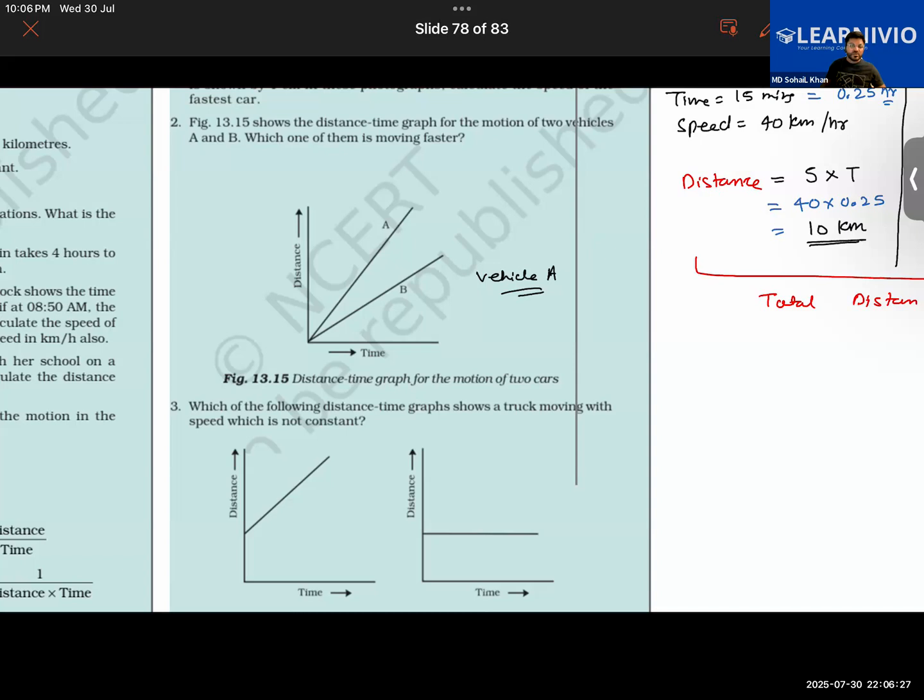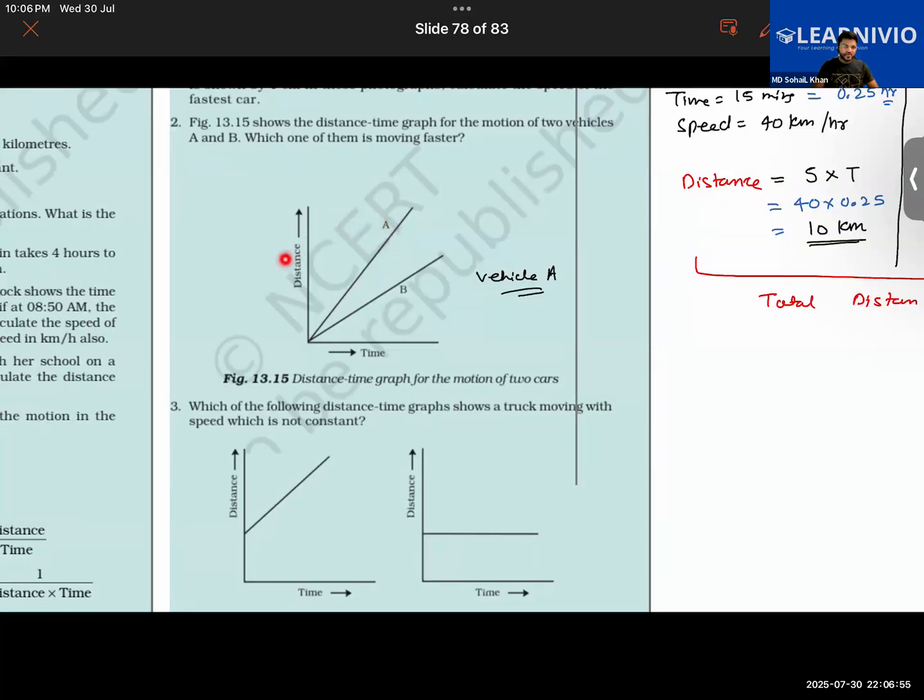Sir, but a vehicle is climbing then. Repeat again, Abhiraj? A vehicle is climbing a steep road, so its speed will be slow. He was talking about the line. See, this is basically a slope. Do not confuse it with the actual road. That's a different thing.